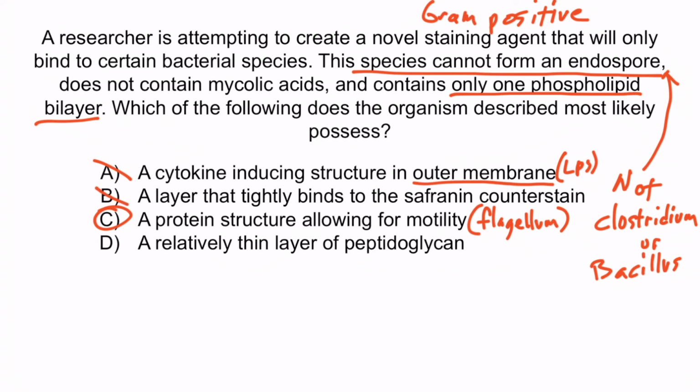Now choice B is wrong because this describes the outer membrane of gram-negative bacteria, which will stain red with that counterstain with safranin. Lastly, choice D is wrong because this describes a thin cell wall, common to gram-negative bacteria and mycobacteria. However, we know we're not dealing with mycobacterium because this organism does not have mycolic acids. So again, the correct answer is choice C, and that concludes this section.